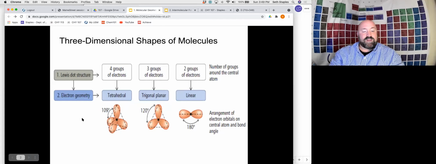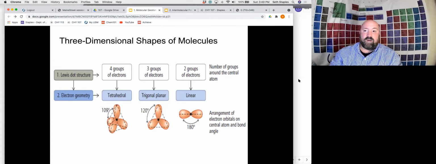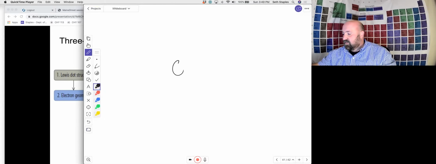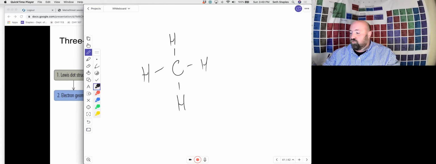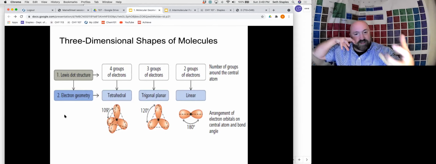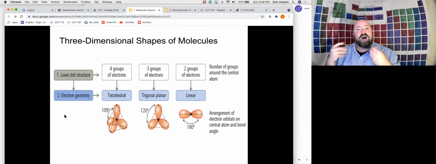And so, for instance, let's say that our Lewis dot structure shows us that there are 4 groups of electrons around our central atom. If we have a very simple molecule like methane, CH4, we write our Lewis structure, and we get this. So 4 groups of electrons, these are all our electron groups, and they happen to be all bonding pairs, 4 groups of electrons around our central atom. Those 4 groups will want to spread themselves out as much as they possibly can.